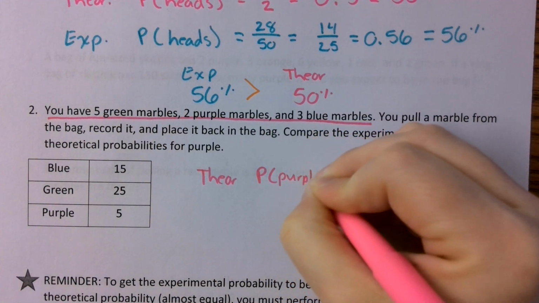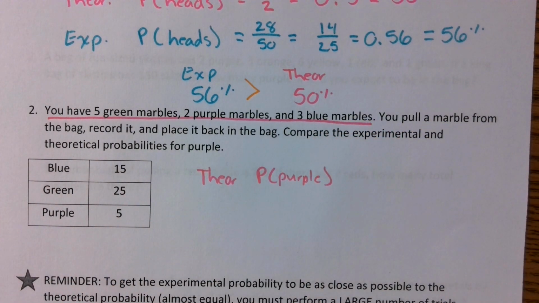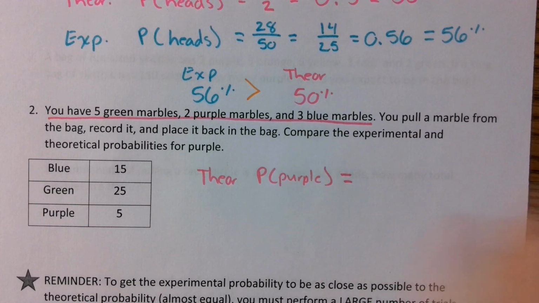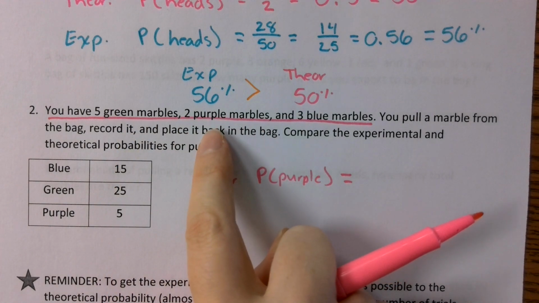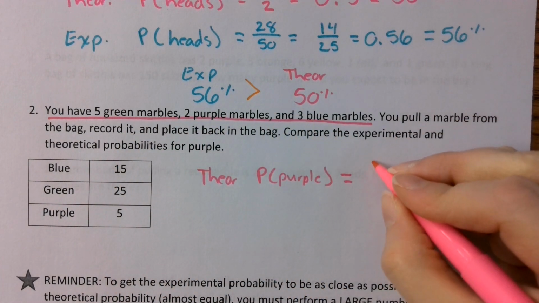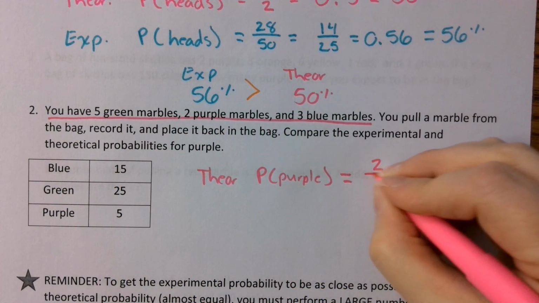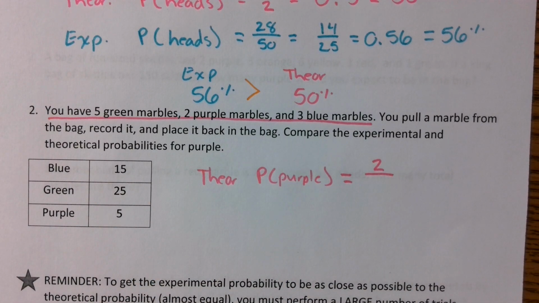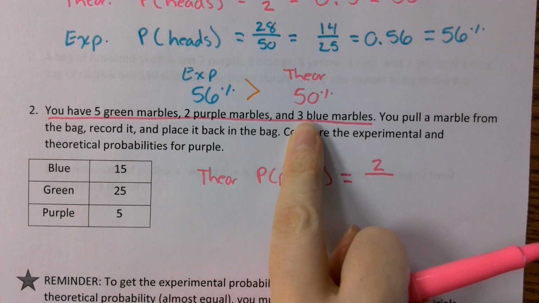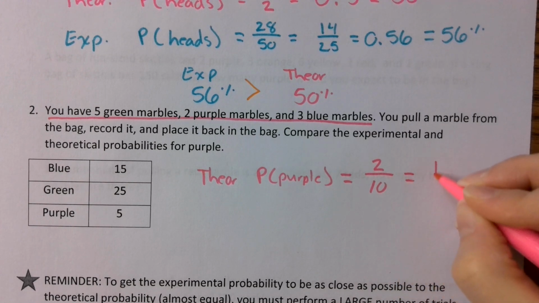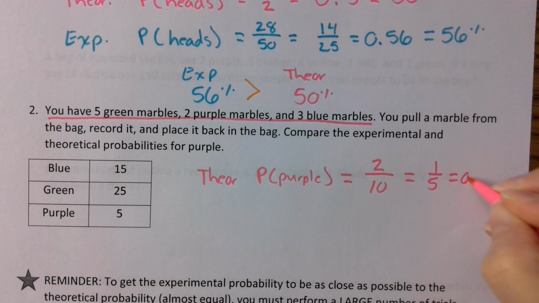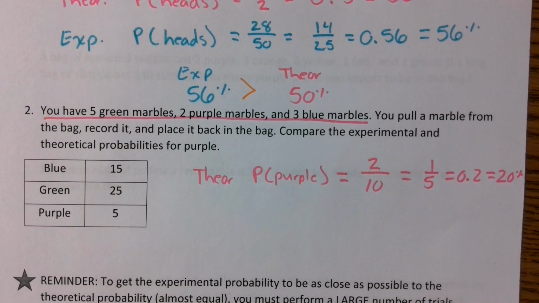So based off of that information, the theoretical probability that we're going to pull a purple marble is how many purple are there in the bag? 2. There's 5 green, there's 2 purple, there's 3 blue. So we have 2 purple marbles out of how many total marbles are in the bag? 10, right? 5 plus 2 plus 3 is 10. So 2 out of 10, which would be 1/5. That comes out to 0.2, which is going to be 20%.